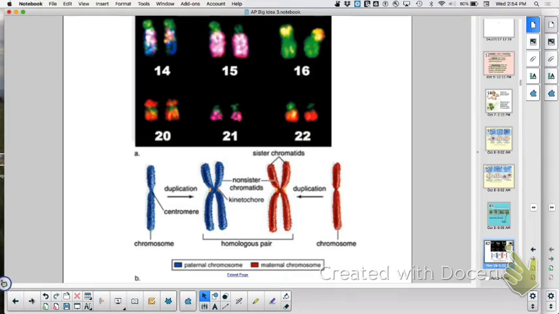Now, who doesn't have homologous pairs in this room? Boys. Yeah, males. Right? Why? Yeah, Y and X. Because of the Y. Right? Because your 23rd pair is not XX like all the ladies in the room. Okay? It's XY or YX, right?